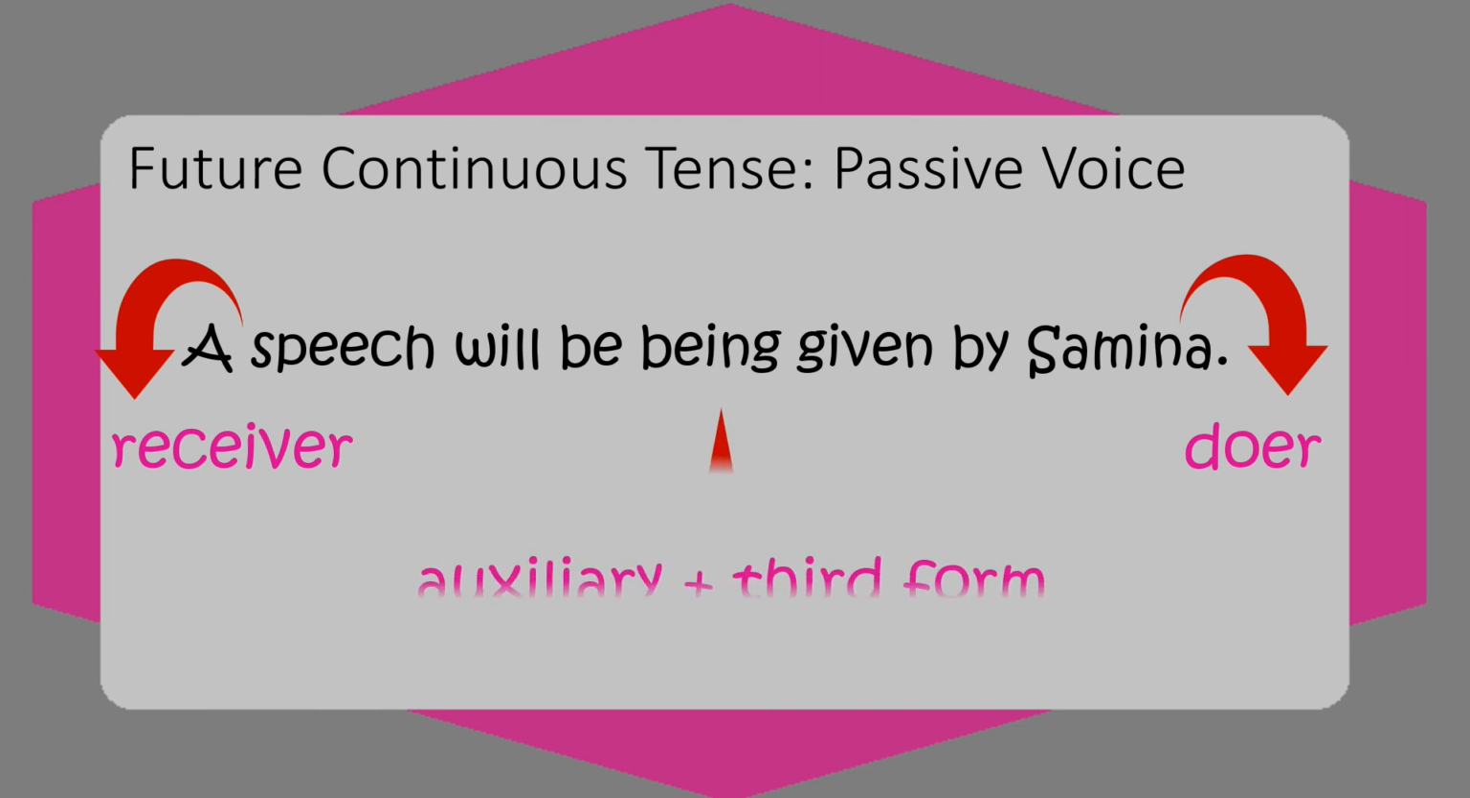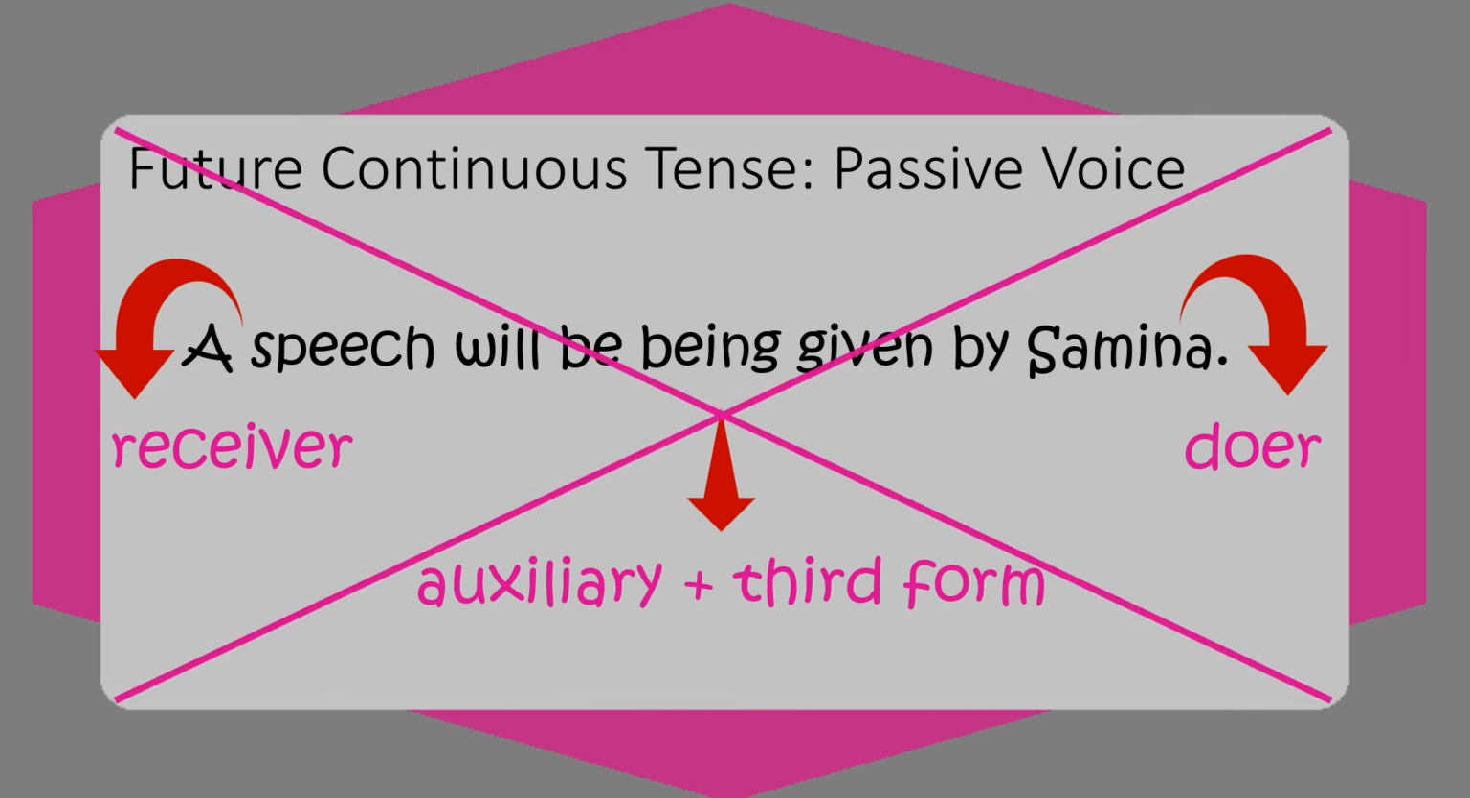But the sound of the sentence or the verb is not comfortable. We don't feel comfortable when we hear this sentence. Will be being is the auxiliary verb and given is the third form. Because it sounds very unnatural, therefore we do not use a passive voice for this tense.